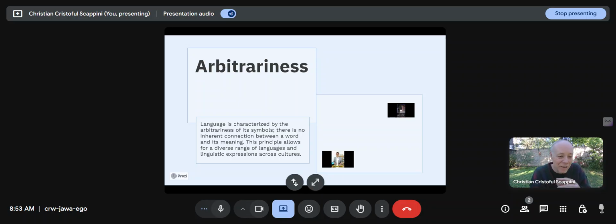Arbitrary means that there is no connection at all. People agreed upon that this string of sounds house in English means a house. So that is what arbitrary means. So if I say, for example, non-arbitrary, what do you think it means? It means the opposite, that actually there is a connection between the sound and the meaning.